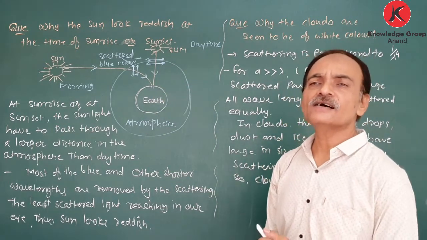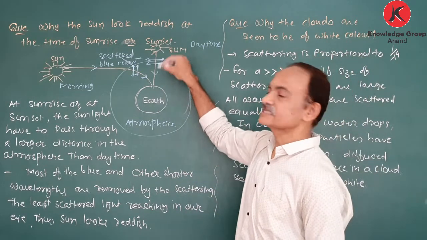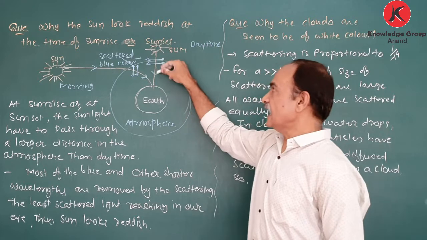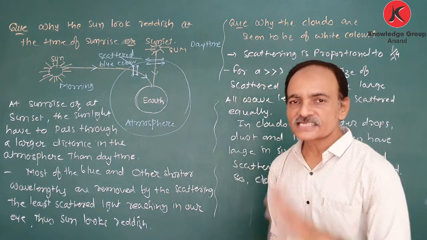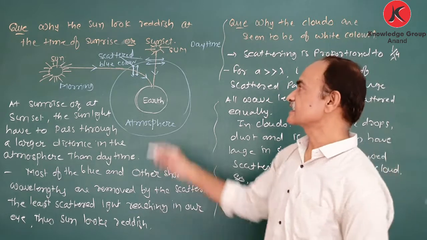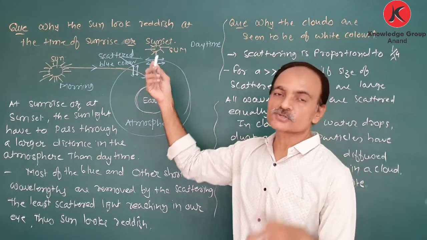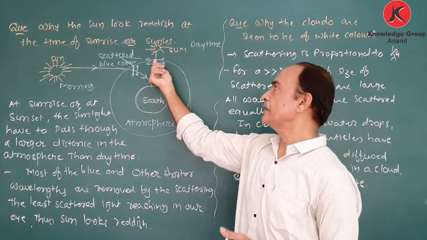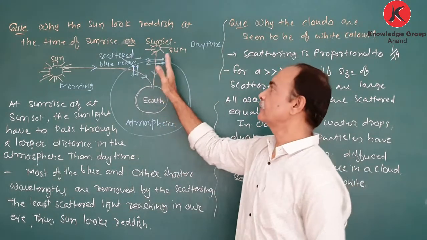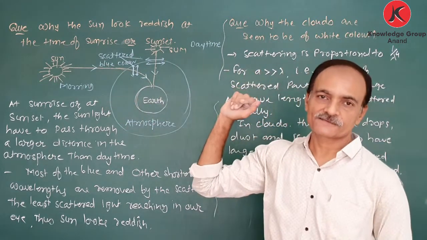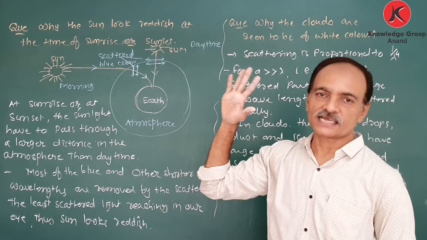While during the daytime, what happens? Here, the sunlight coming from the sun travels less distance in the atmosphere, and the scattering phenomenon takes place also during the daytime. But here the scattering takes place perpendicular to the incident light. Therefore, blue color is spread in all sides.